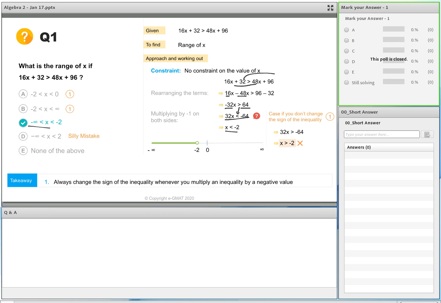Let's move on to the second question, which is based on, again, linear inequality, but you know the process. Please mark still solving. Let's get the people marking still solving. I also have a question here.